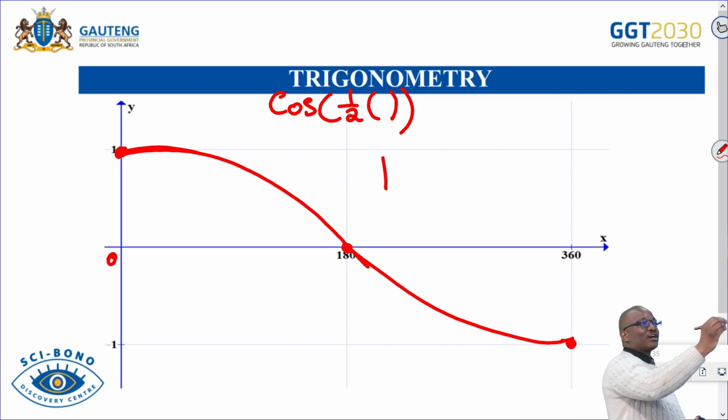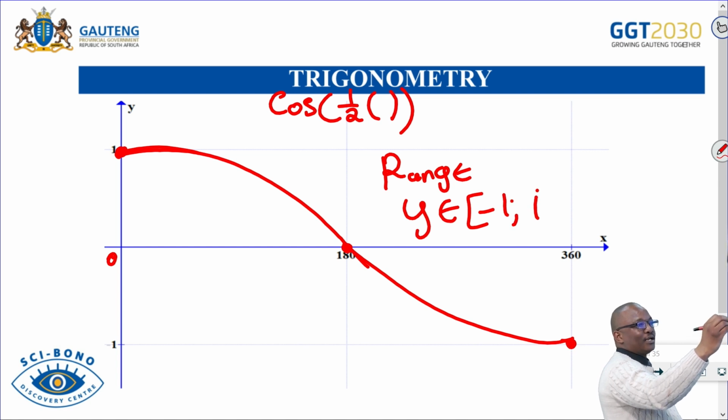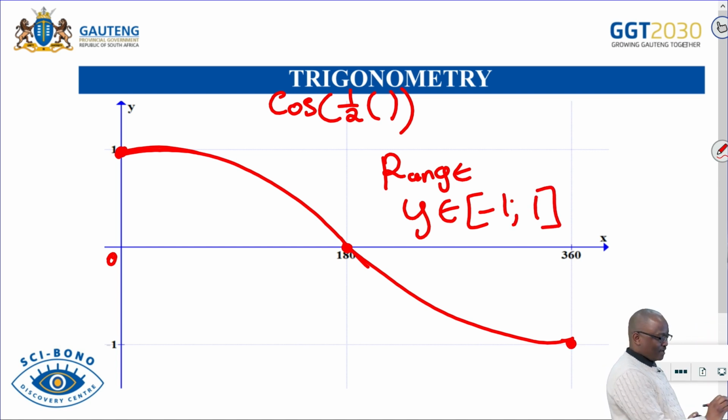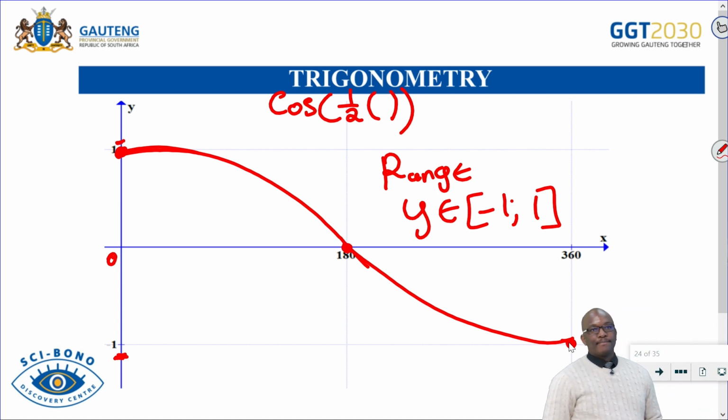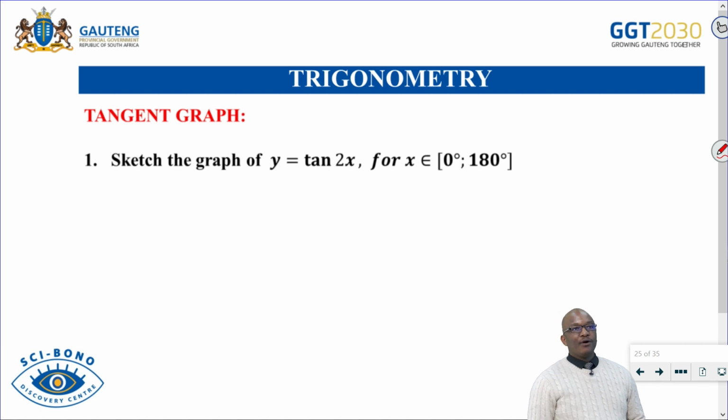And a question will come and say, you must give us the range of this graph. Remember, the range will be the element of negative 1 and 1, because the graph is having negative 1 and 1. So basically, that's how you will be sketching this. So you see the effect of k, how k can affect our graphs. Okay, now let's look at the one for tan.